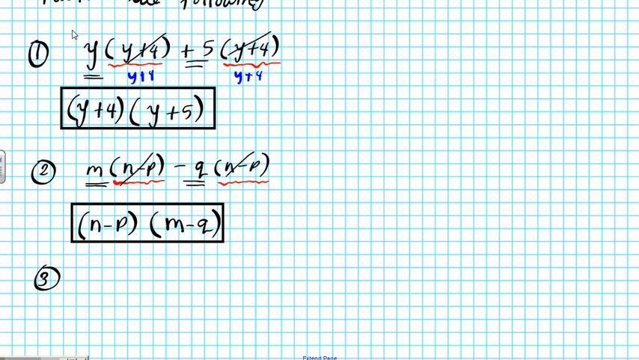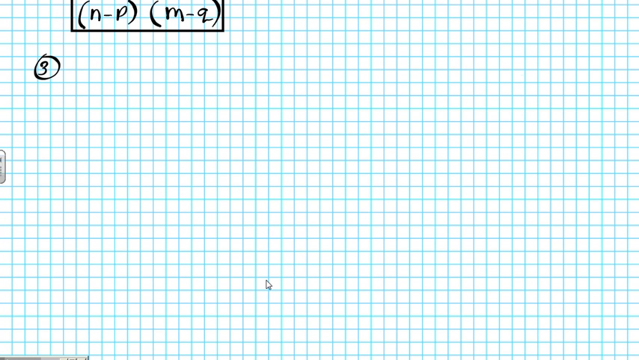Example 3. For example 3, we have 3a times b minus 4 plus 2 times b minus 4.